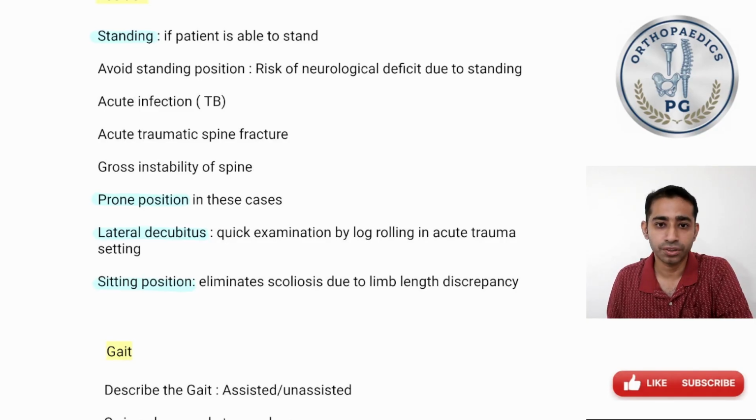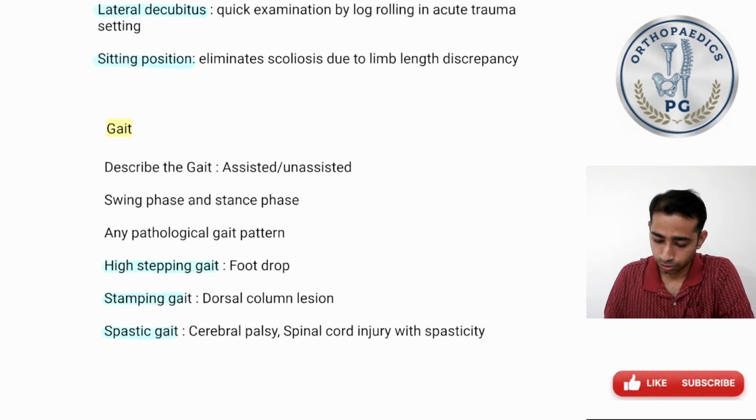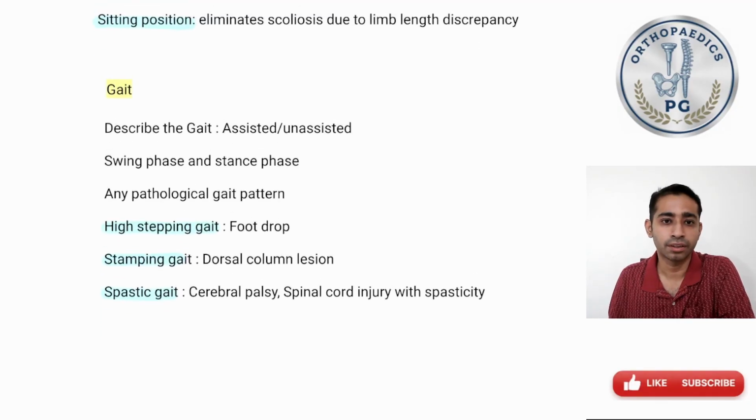The role of sitting position is when there is a scoliosis due to limb length discrepancy. So if there is a scoliosis, you examine in sitting position also, and any scoliosis due to limb length discrepancy disappears in sitting position. So the examination starts with gait.